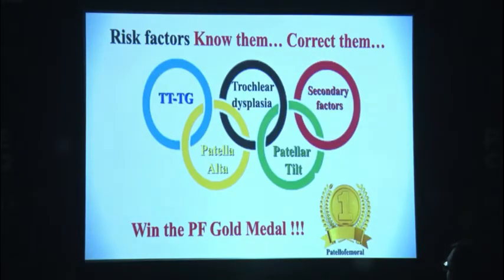So at the end, you have some risk factors. You have the trochlear dysplasia, you have the patella alta, you have the excessive TTTG, you have the tilt, you quantify the tilt, and the secondary factor, which are the rotational things on the femoral side. And if you know them, you will be able to correct them if you need to do surgery, and you will win the gold medal of the patellofemoral joint.